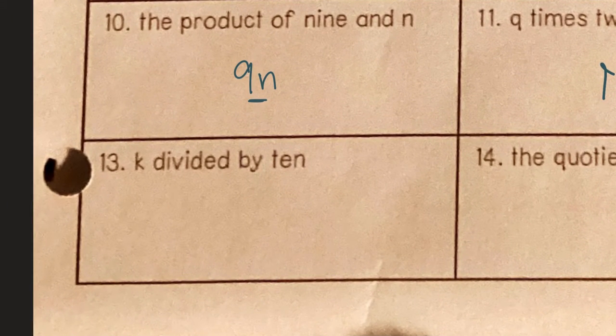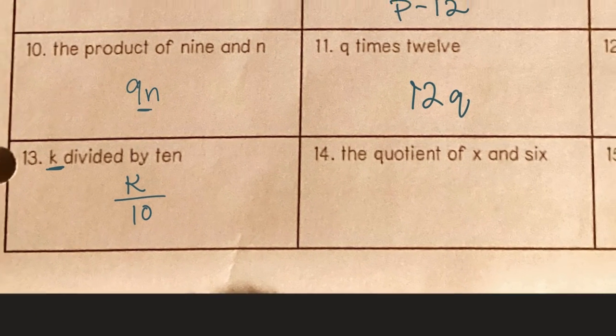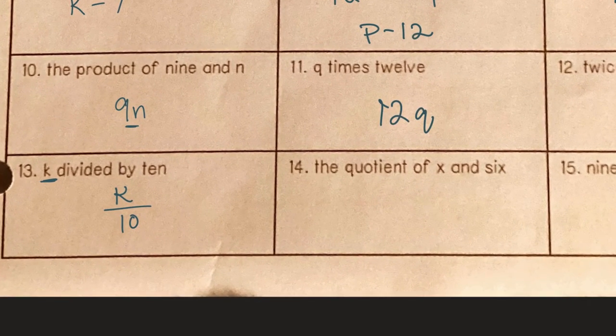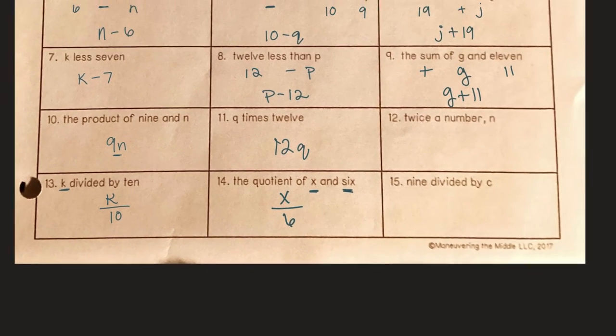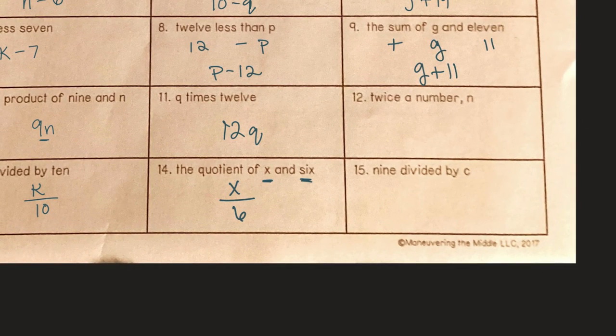Looking at 13, k divided by 10. Again, order matters with division, so whatever number comes first is going to be your top number, divided by 10. K divided by 10. Same for 14, the quotient of x and 6. X comes first, 6 comes second, so x has to be the top part of your division problem, and your second number is the bottom, your denominator. I want you to go ahead and do 12 and 15 by yourself, and then go ahead and move on to your next rotation if you finish early.